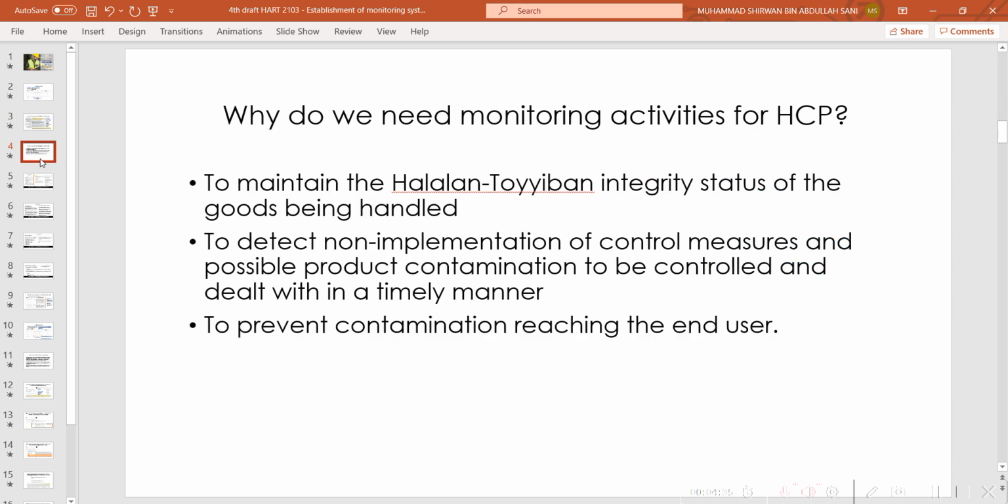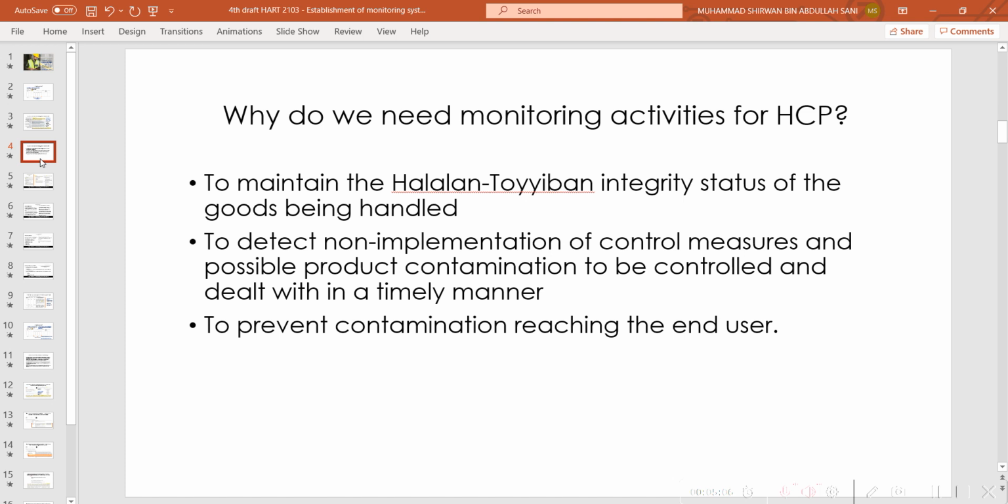Okay, another further explanation why we need to carry out monitoring activities is because we can maintain the halal integrity status. During the monitoring activities, it will allow us to detect any non-conformance or any non-implementation of control measures and possible product contamination, where we need to control them and deal with the contamination in a timely manner.